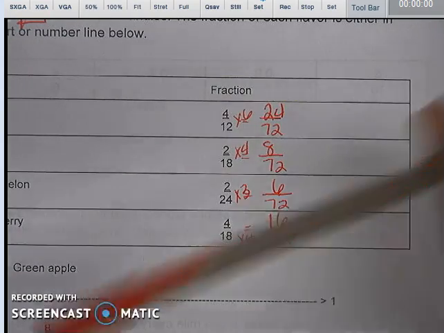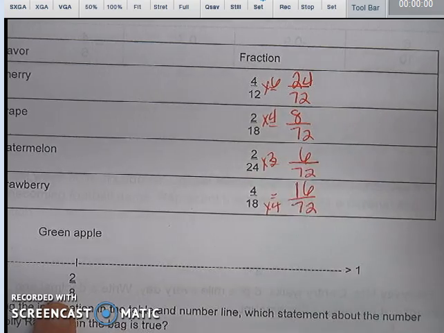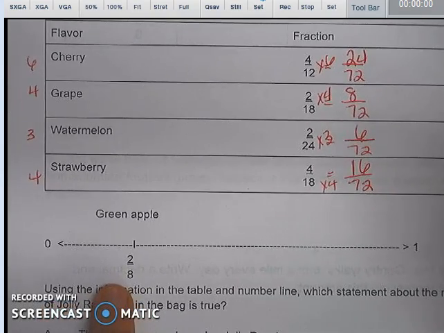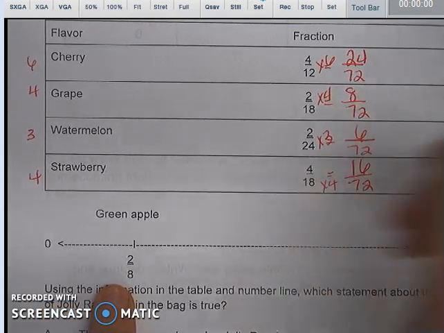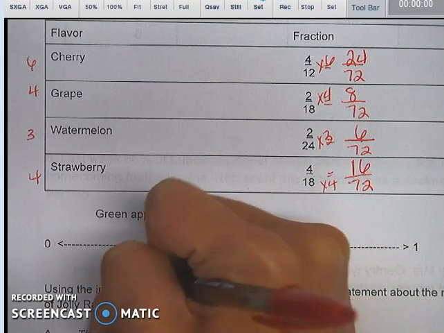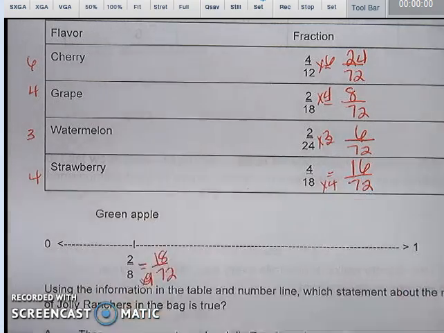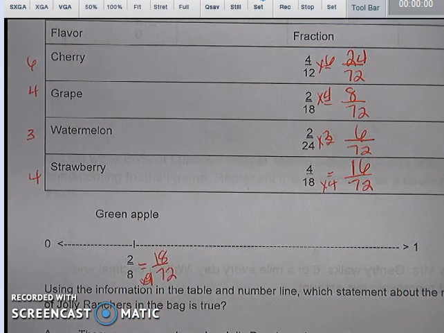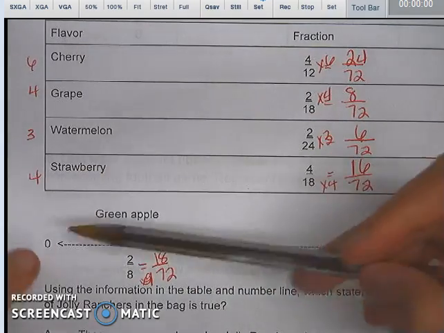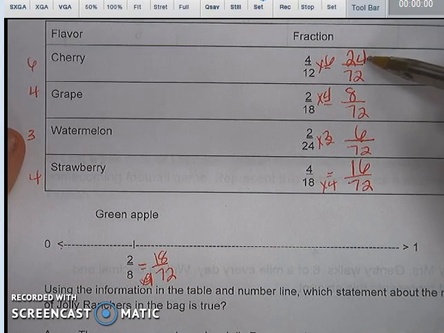Now, right here it wants me to put, and I have an 8 down here. 72 divided by 8, that'll be what? 9. So now we need to put them in order from least to greatest because on a number line it's 0 to 1. So which one of these is my biggest?